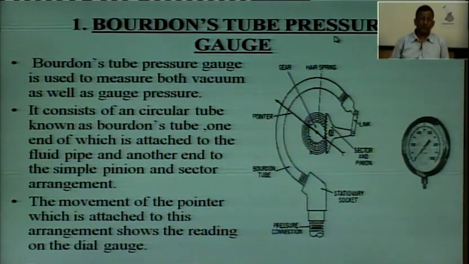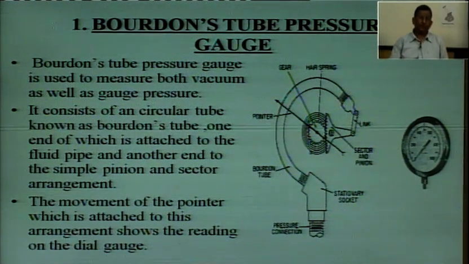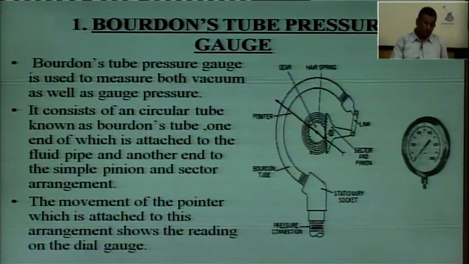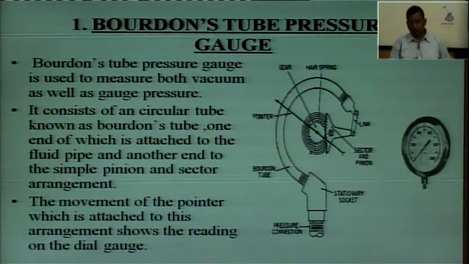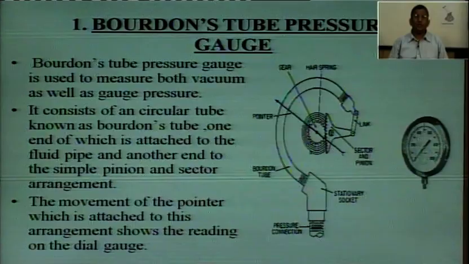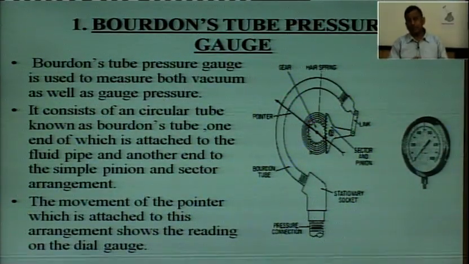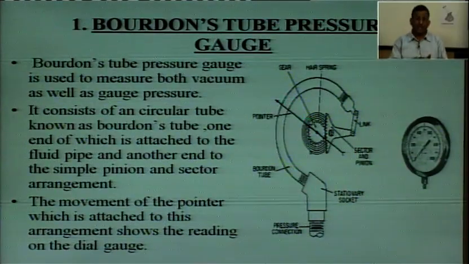Bourdon's tube pressure gauge is used to measure both vacuum as well as gauge pressure. So the Bourdon's tube pressure gauge that we have, we connect it either to measure the vacuum or to measure the gauge pressure, that is, a positive pressure or a negative pressure. We can use it for both positive pressure and negative pressure.